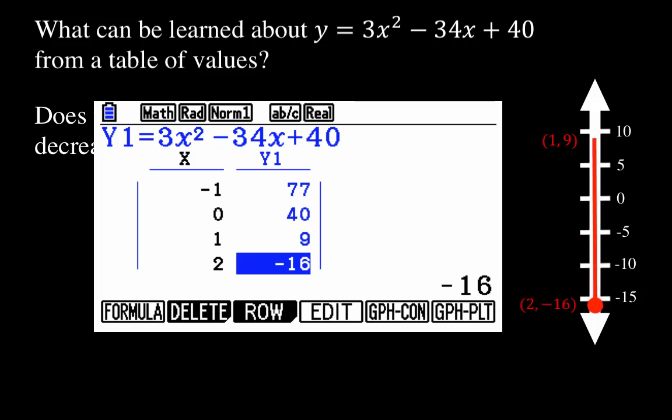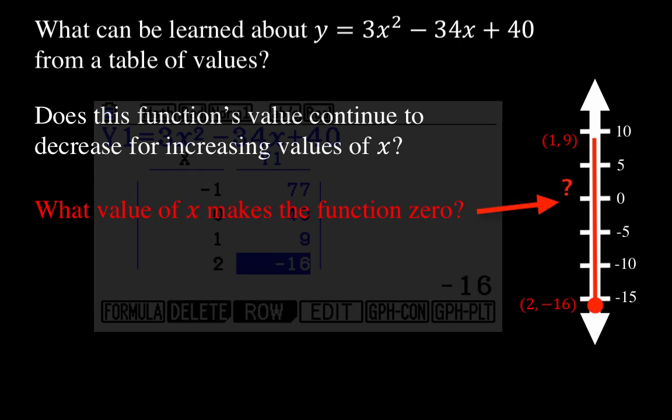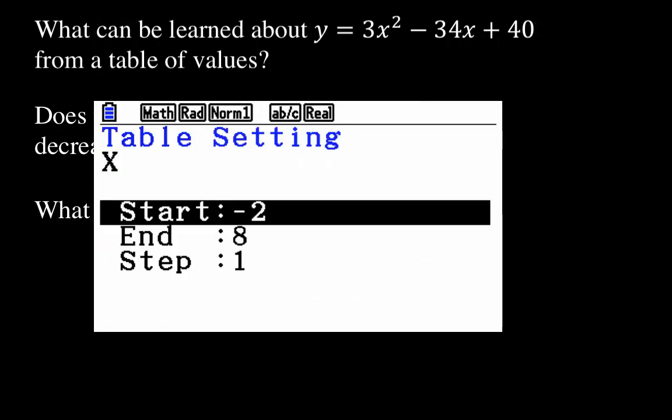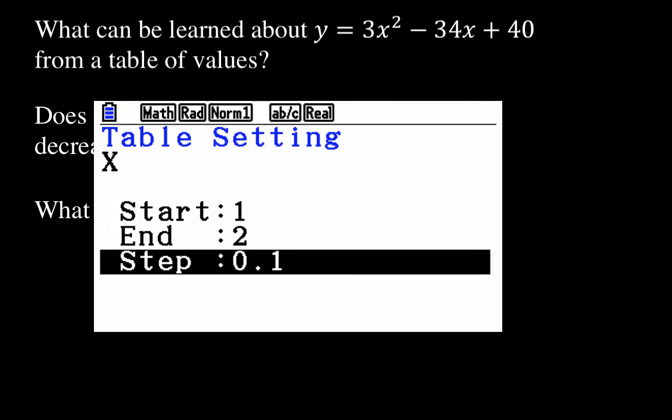Well, if the function is continuous, I guess it means the function's value must be exactly 0 for some value of x. But what value of x? I guess it must be a value between 1 and 2. So let's make the table show values of the function for x values from 1 to 2 in increments of 0.1.